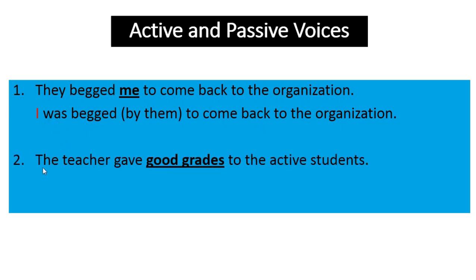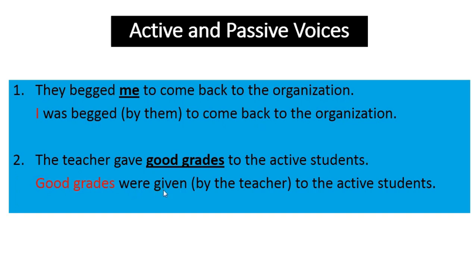The next one, the teacher gave good grades to the active students. The teacher is subject, verb, and then object. You put the object to the front. Good grades were given by the teacher. Again, this is optional. Maybe it is not very necessary to the active students. Good grades here is plural. So please pay attention to were here, not was. The teacher is singular, but now the subject is plural here.